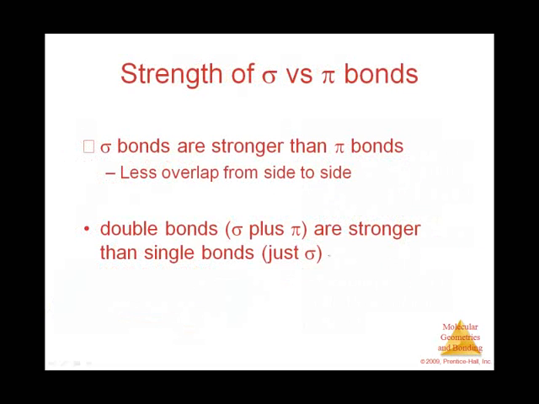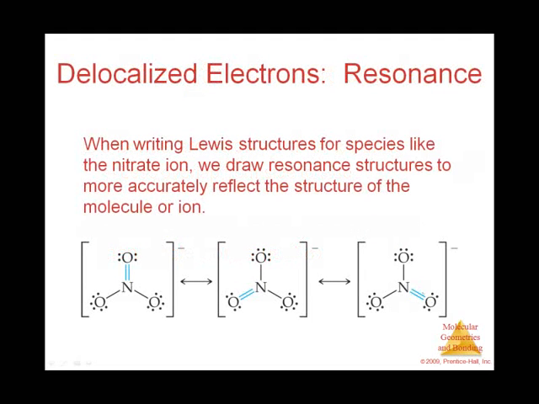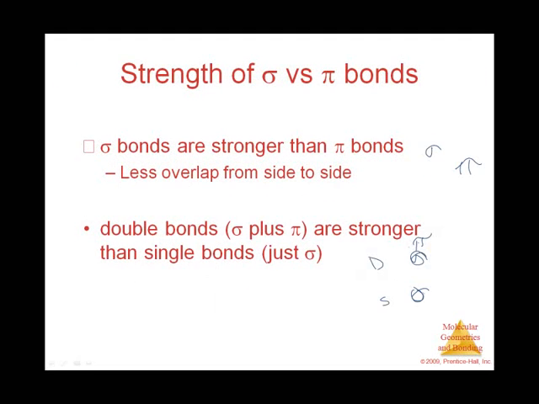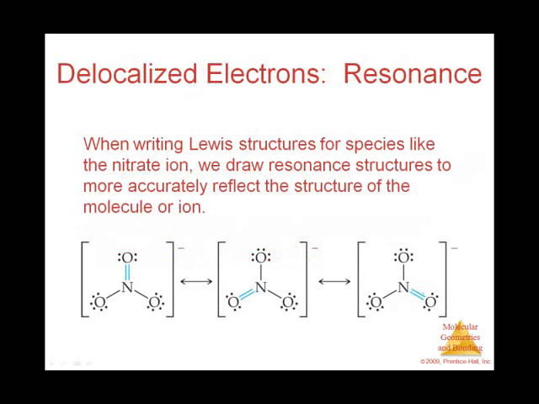So sigma bonds themselves are stronger. Sigma is stronger than pi, but of course a single bond is weaker than a double, because my double bond is a sigma plus a pi, right? So of course this is stronger than a single. But sigma bonds themselves are stronger than pi's. Okay, so that's sigma and pi. Just a little piece there.